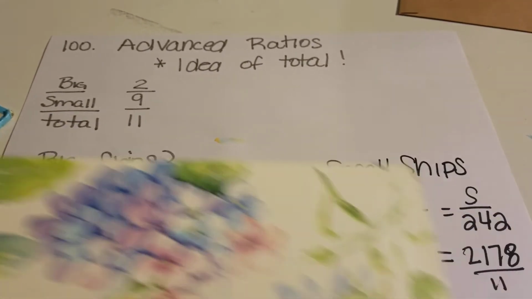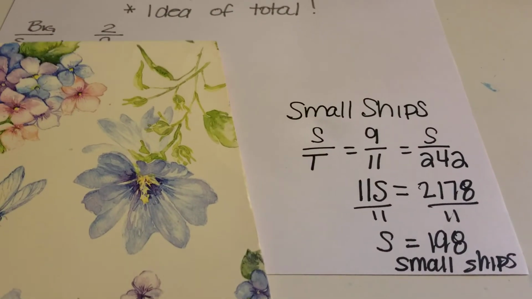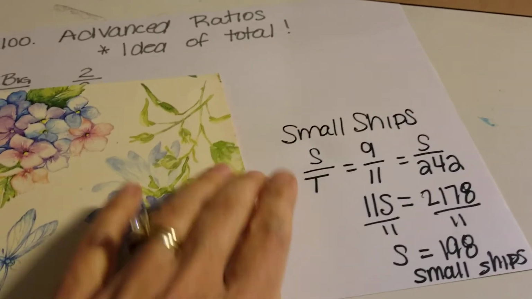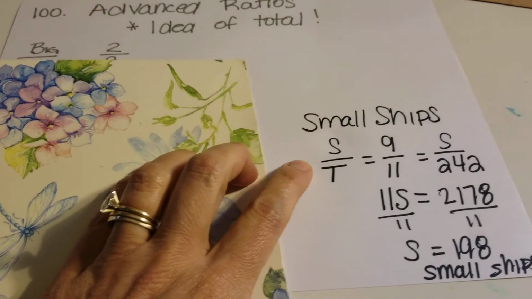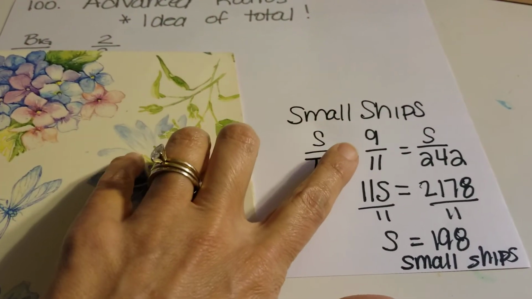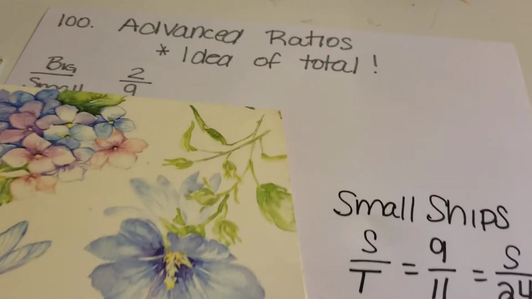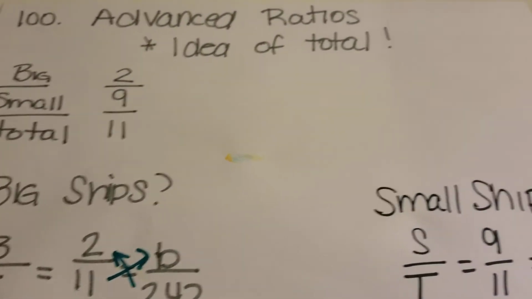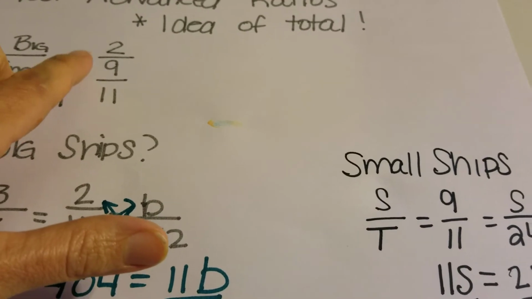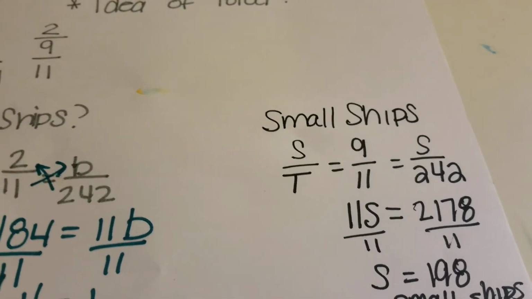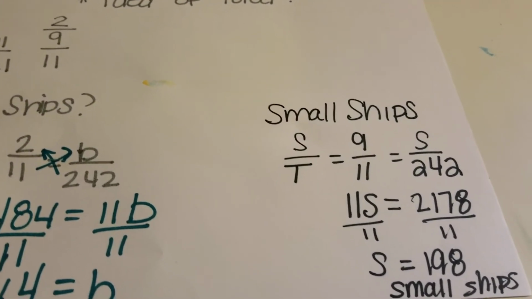Now I'm going to find small ships, right? And so I'm going to compare small ships to total. So that's going to be my 9 over 11. And I get my 9 again from my small ship workstation back here. 9 over 11 is equal to small over 242.